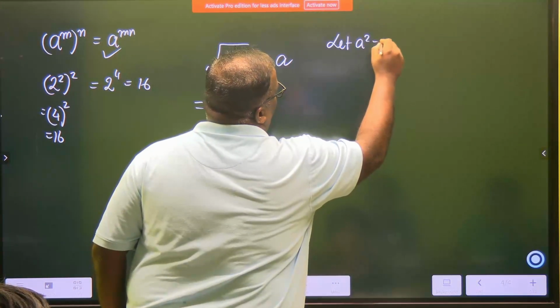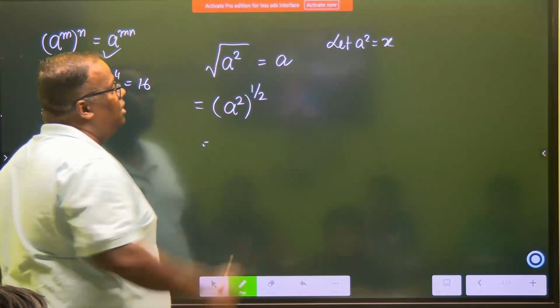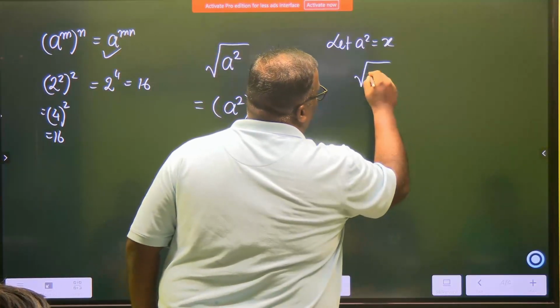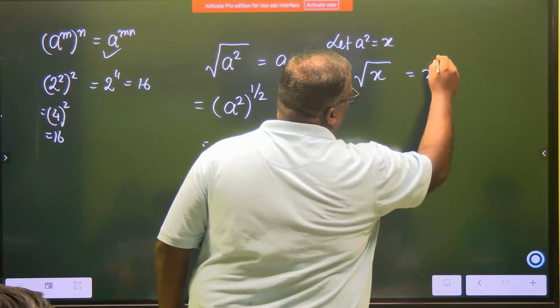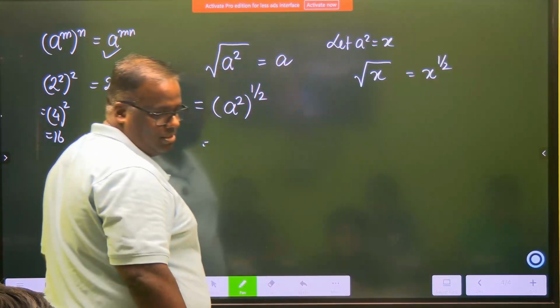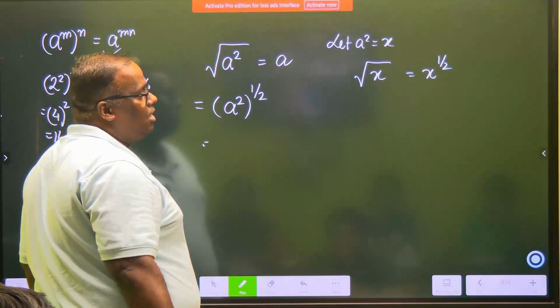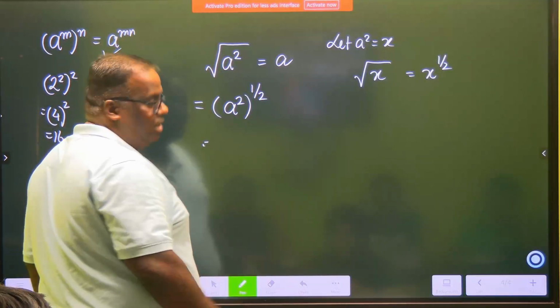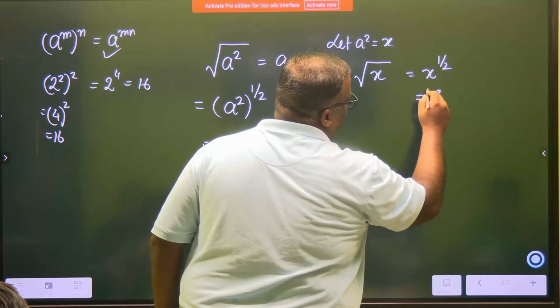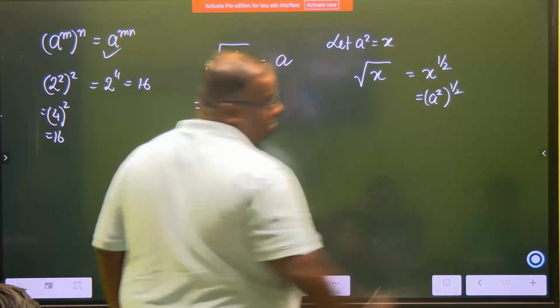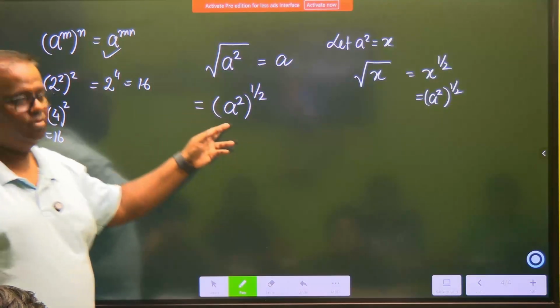Let a square be equal to some number x. How can you write this as root x? Can I not write root x as x to the power half? यही तो सिखाया इतना देर. Root मने to the power half. यही तो सिखाया. अब x को वापस ले लो. X is what? X was your assumption. The same thing I have done here.